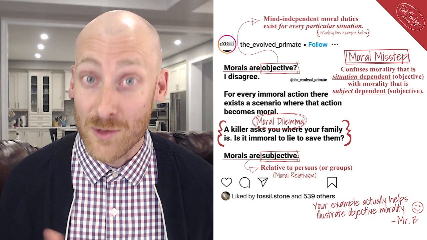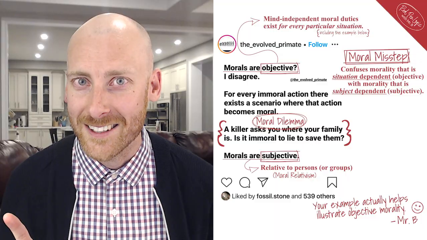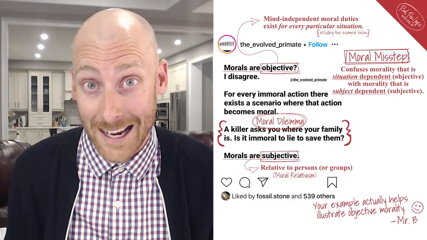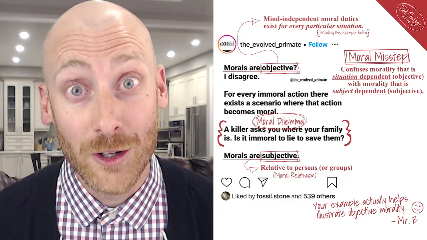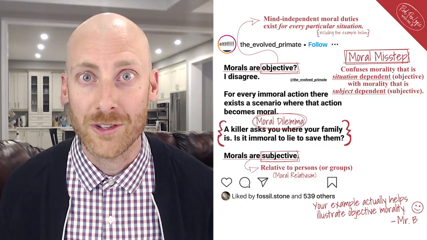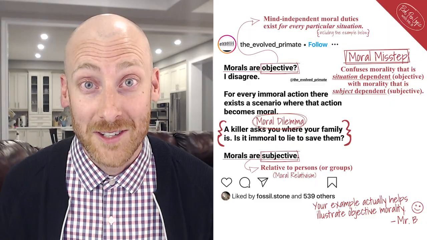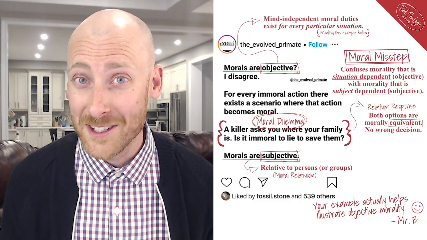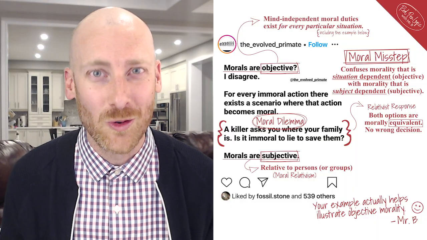The dilemma is, if you tell the truth, your family will be killed. Bad. But if you protect your family, you'll have to lie. Also bad. But wait, if morals are subjective, as Mr. Primate says, then there is no dilemma. The answer to the question is simple. If you think it's immoral to lie, then it is for you. If you think it's more moral to protect your family, then it is for you. There is no dilemma on relativism because whatever you choose is right for you. For the moral relativist, both options are equally legitimate because there is no objective right or wrong decision.